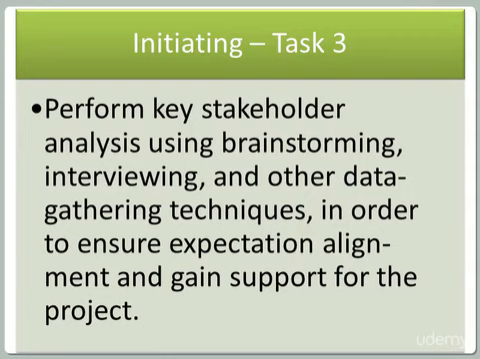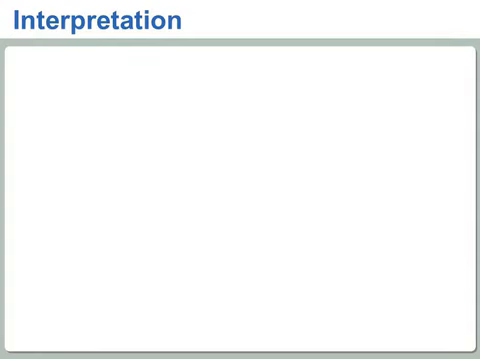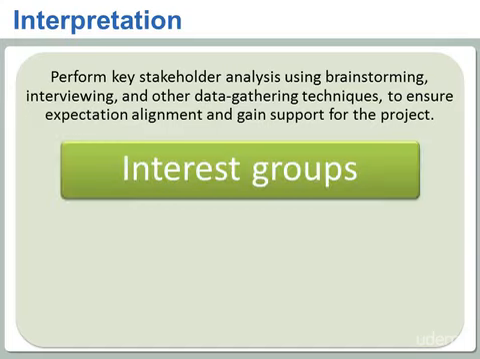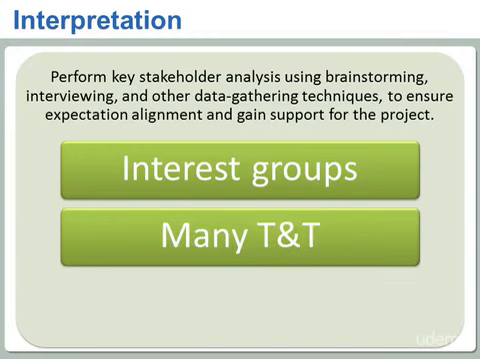In Task 3, the PMP exam content outline wants us to perform key stakeholder analysis using brainstorming, interviewing, and other data gathering techniques in order to ensure expectation alignment and gain support for the project. So, in this task, we are basically trying to identify all individuals and groups who are in one way or another touched by our project or who have some influence on it. So we're looking for all the interested groups here. We are analyzing what their interests are and determine how to manage them throughout the project.